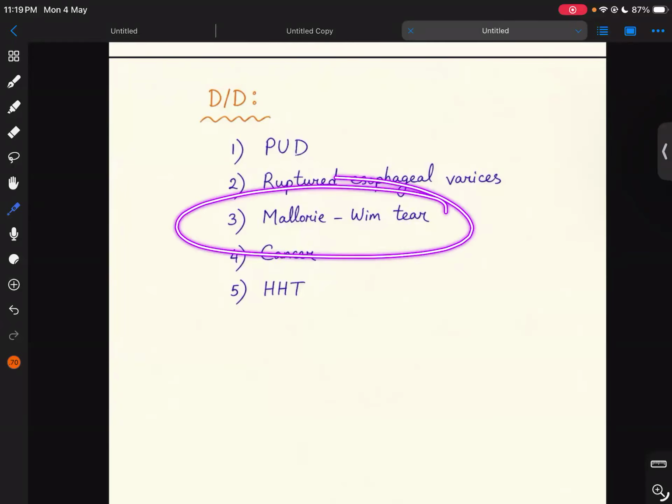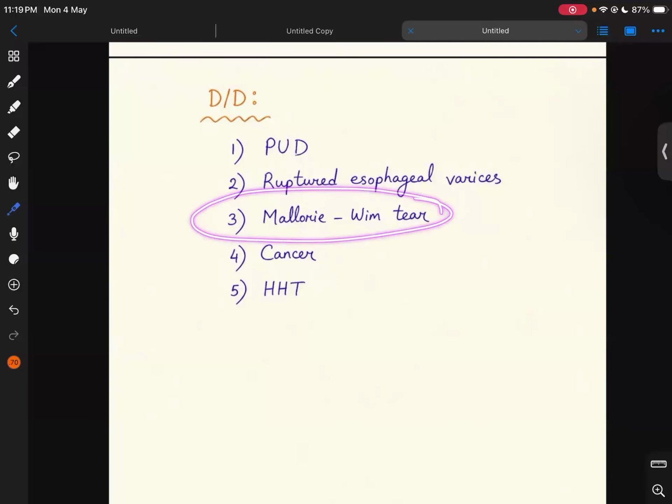Then come to the Mallory-Weiss tear. Mallory-Weiss tear happens whenever there are repeated episodes of vomiting. This causes some tearing in the lining of the esophagus. So we just have to ask, have you vomited repeatedly before this blood vomiting? Again repeating, have you vomited repeatedly before this blood vomiting? This is the screening question for Mallory-Weiss tear.